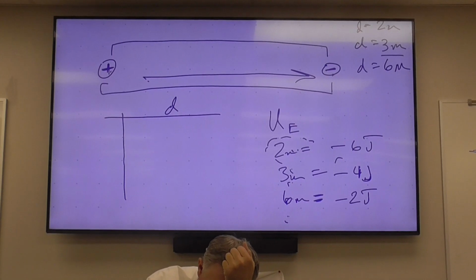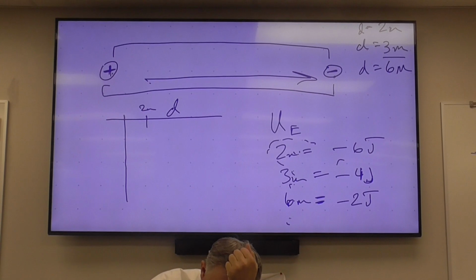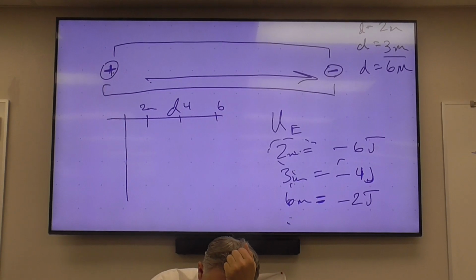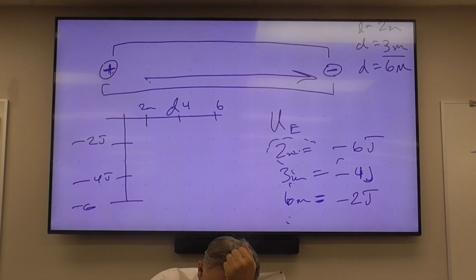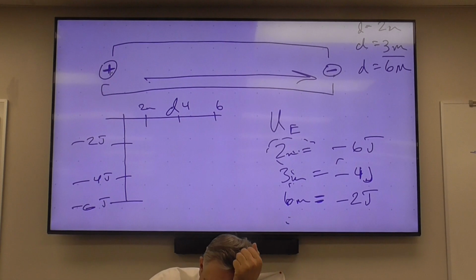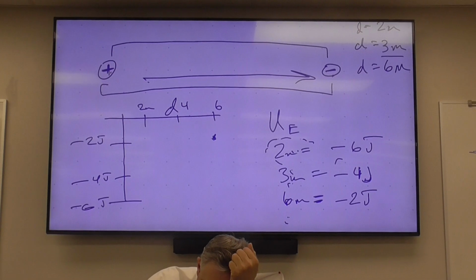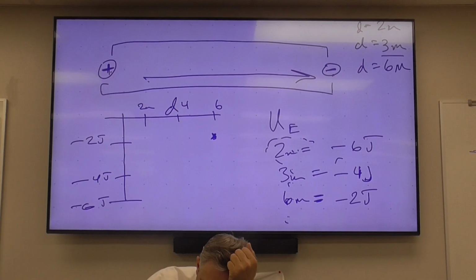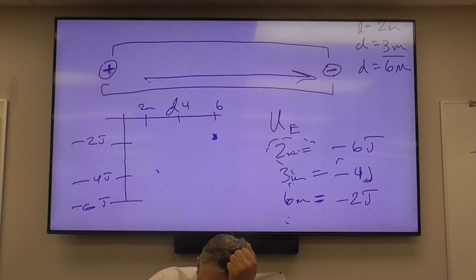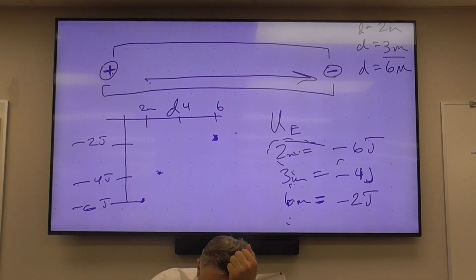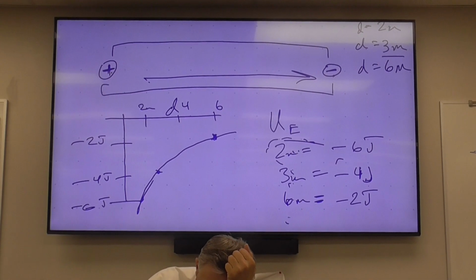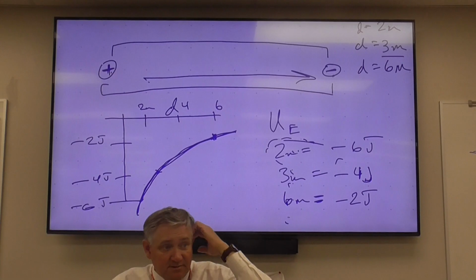So if you were to look at distance, and there's 2 meters, 4, 6, and then you got negative 6, negative 4, negative 2, these are joules. So you'd have a point out here at 6 meters and negative 2 joules. You'd have a point of 3 meters and negative 4 joules. And you'd have a distance of 2 meters and negative 6. So this graph is going to go something like this, okay?